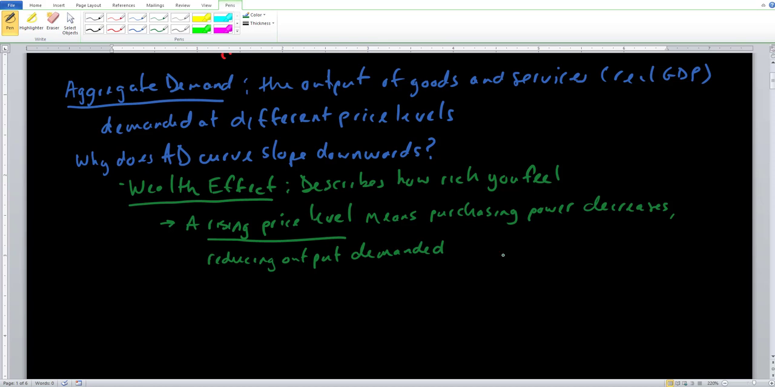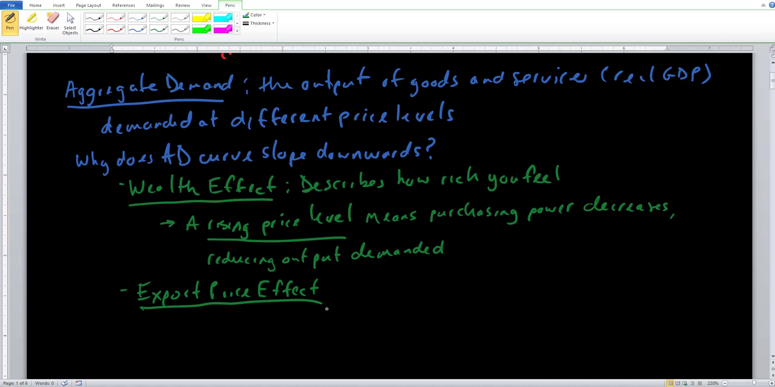So as we go from point A to point B, this is exactly one of the reasons why we see our aggregate demand curve sloping downwards. Number two is going to be the export price effect. And we really haven't talked about international things all too often within this course, but we'll gradually get into it in the next few chapters.